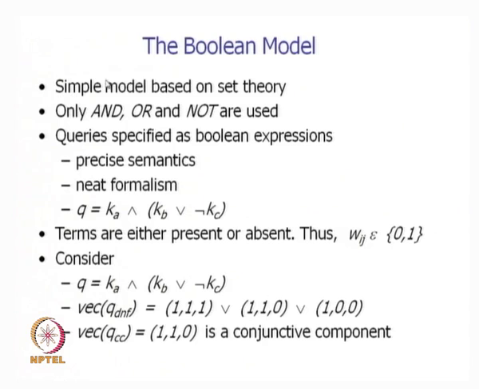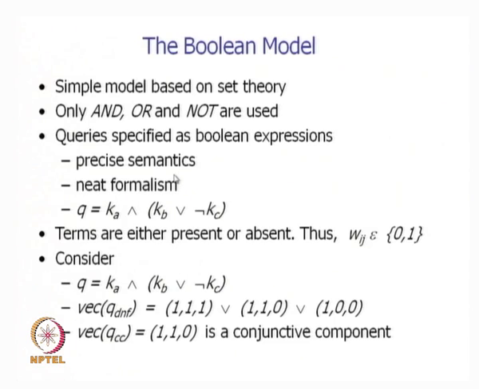Proceeding further, we now go into different models of information retrieval. The first model is the Boolean model. We touched upon this last time. Let us explain this more clearly. This is a simple model based on set theory, and it allows only and, or, and not operations. So, queries are specified as Boolean expressions. They have a very precise semantics and the formalism is neat.